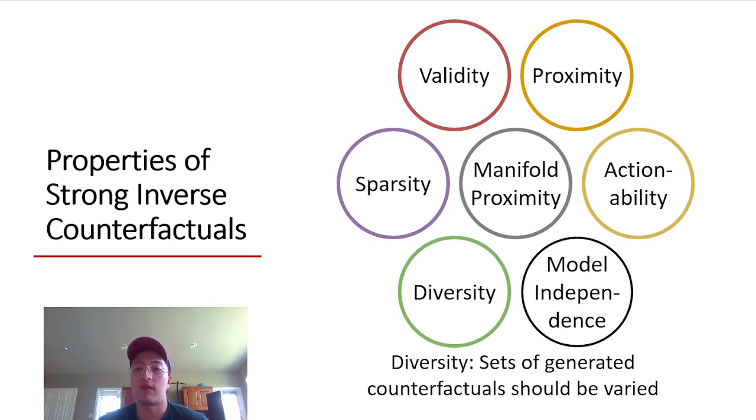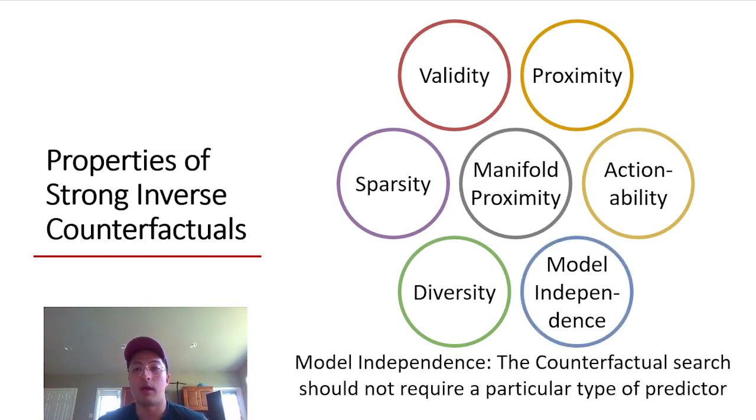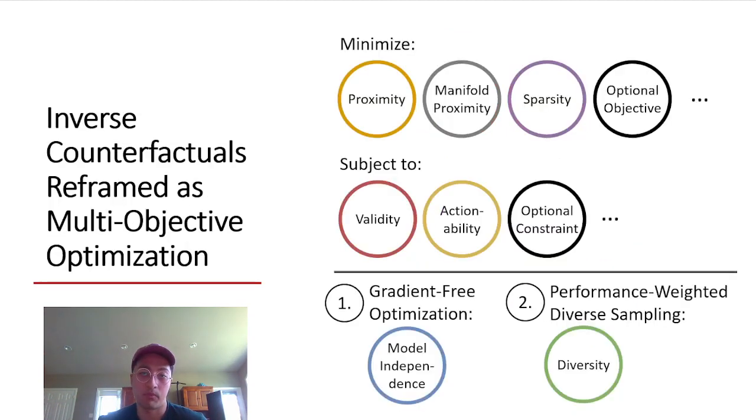The more diverse the set of generated counterfactuals, the higher the likelihood that at least one satisfies the user's needs. And finally, we also desire model independence. Model independence is less of a property of the counterfactual itself and more of a property of the counterfactual generator. It says that counterfactual search should not require a particular type of predictor. And notably, for maximal generalizability, a good counterfactual search algorithm should ideally not require predictors to be differentiable.